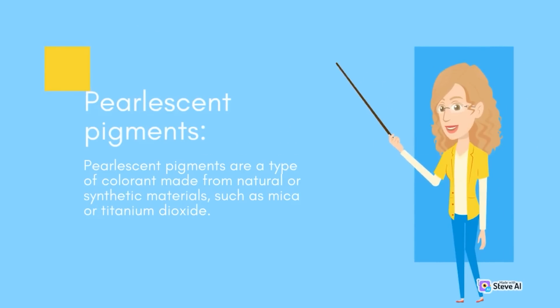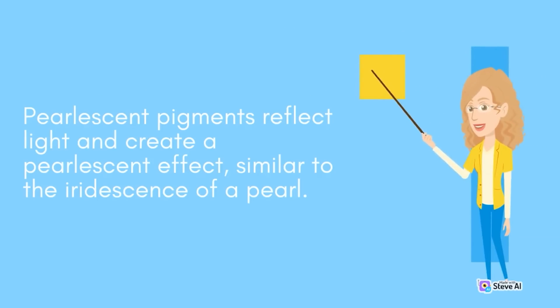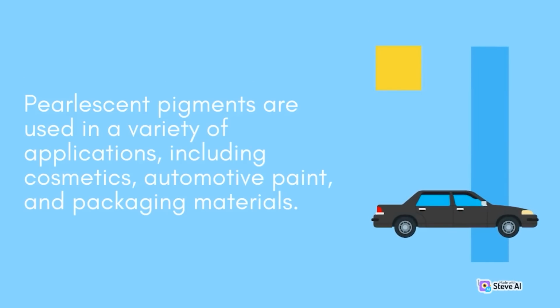Pearlescent pigments. Pearlescent pigments are a type of colorant made from natural or synthetic materials, such as mica or titanium dioxide. Pearlescent pigments reflect light and create a pearlescent effect, similar to the iridescence of a pearl. Pearlescent pigments are used in a variety of applications, including cosmetics, automotive paint, and packaging materials.